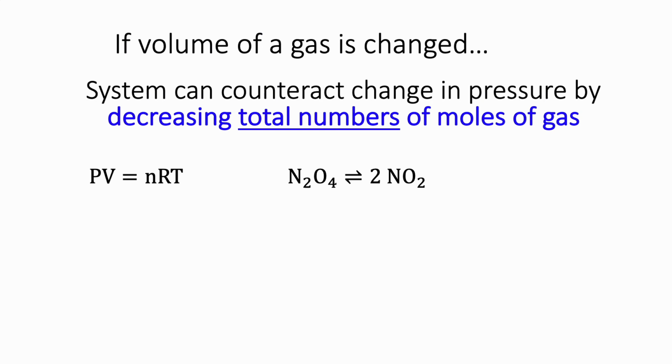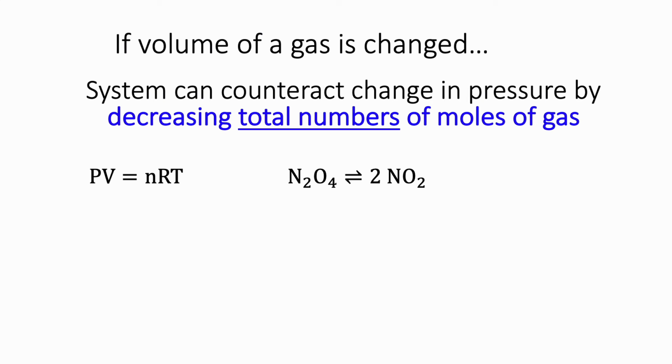So if you think about the ideal gas law and our reaction here, pressure is not the only thing that's linked to volume. The number of moles is also linked to volume. And so what we can do is change the pressure, and try to get back to those nice equilibrium pressures by decreasing the number of moles overall.